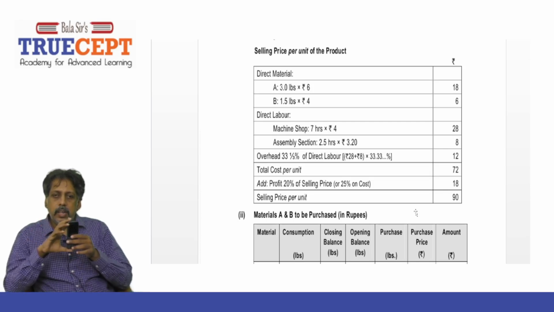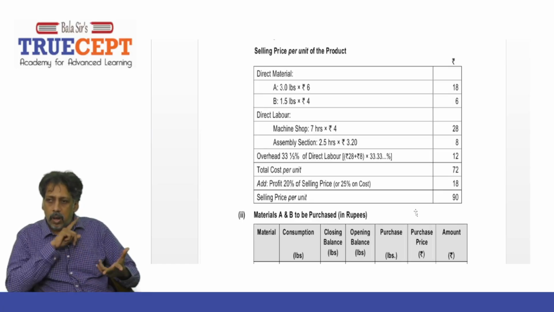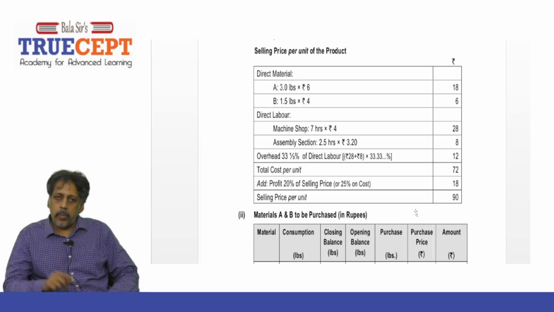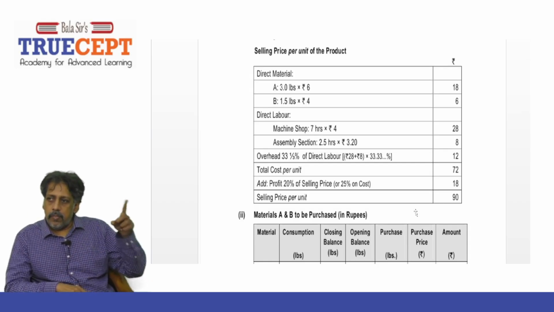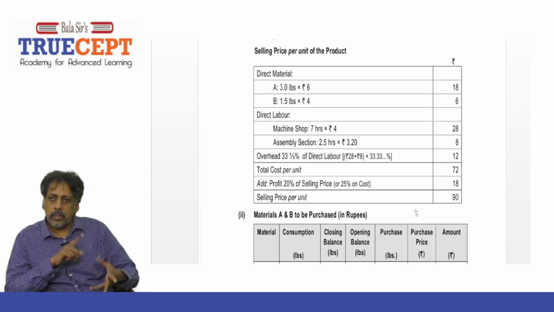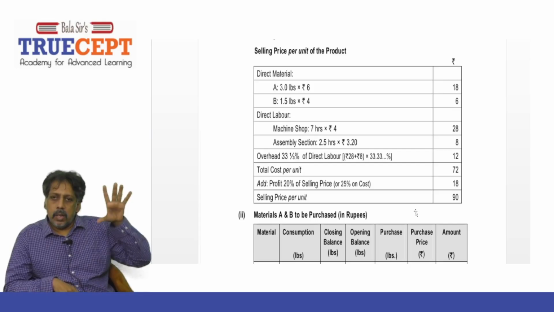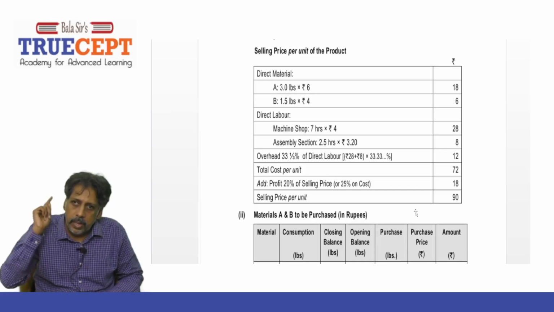You saw that I need 3 pounds of A and every pound will cost me 6 rupees, right? So 3 lbs into rupees 6, how much? 18 rupees. And then 1.5 lbs into 4 rupees, how much? 6 rupees. Adding both, in all I need 24 rupees worth of materials.